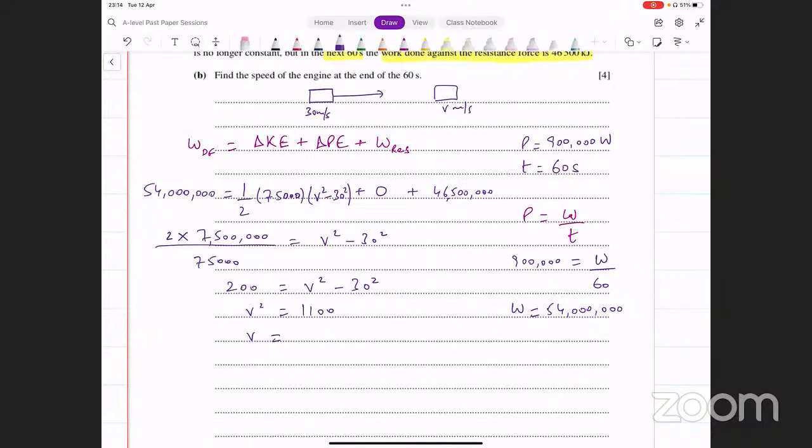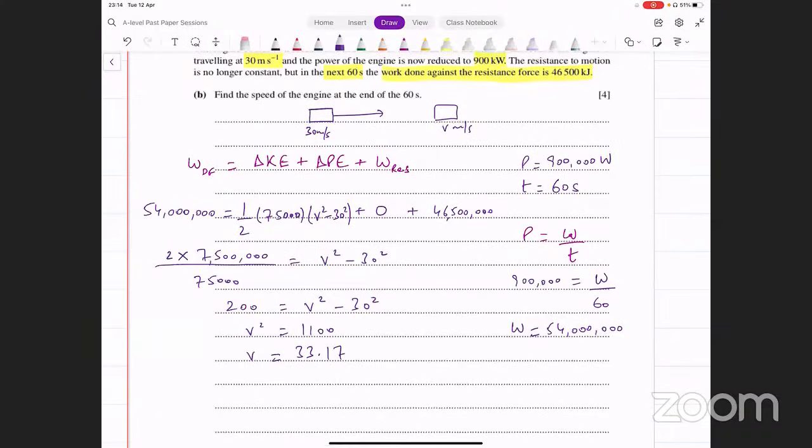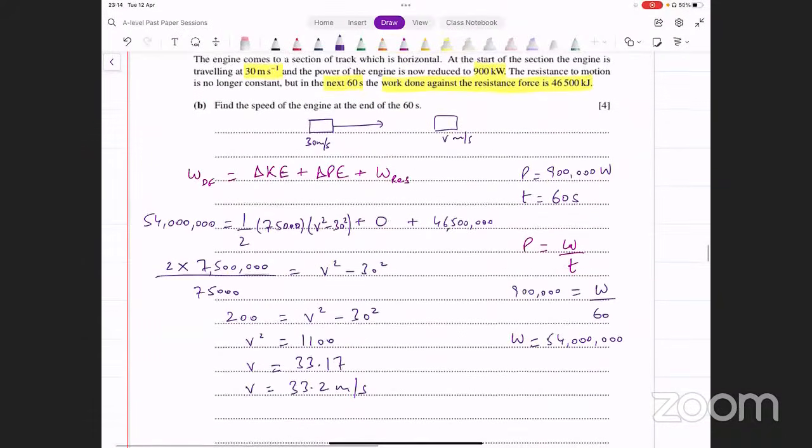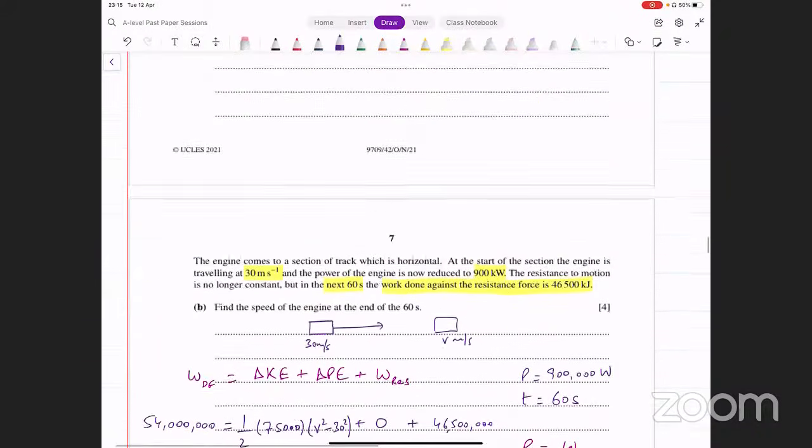And that is 33.17. You can leave it like this if you want, or make it 33.2, like that. That's better, but this is also fine. This turns out to be 33.2 meters per second. That's the velocity. That's the speed of the engine at the end of these 60 seconds. Okay. All right. So that was question number 5.